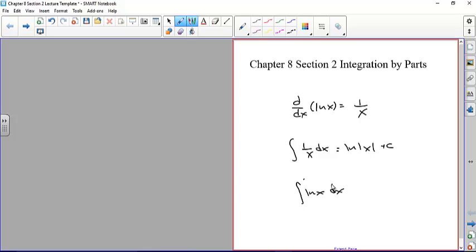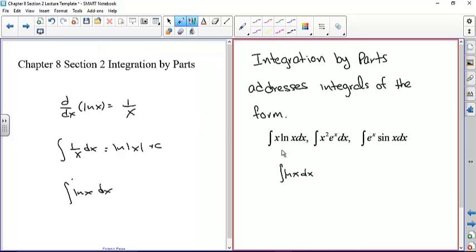And integration by parts is one way to handle that. There are a lot of other situations. And integration by parts addresses integrals of the forms shown here. So it'll do the integral of the natural log of x. It'll also do the integral of x times the natural log of x.